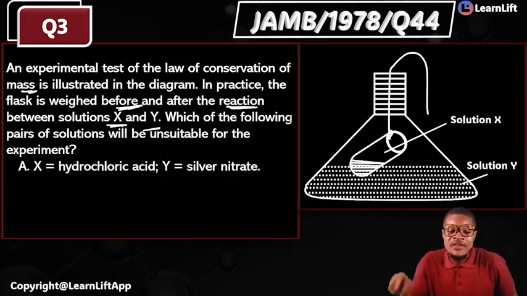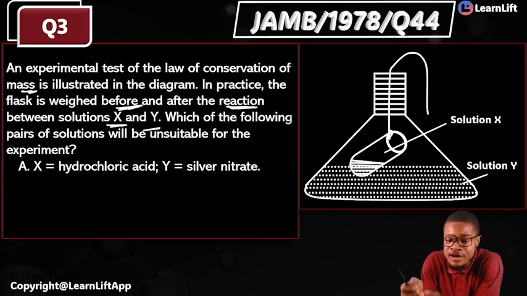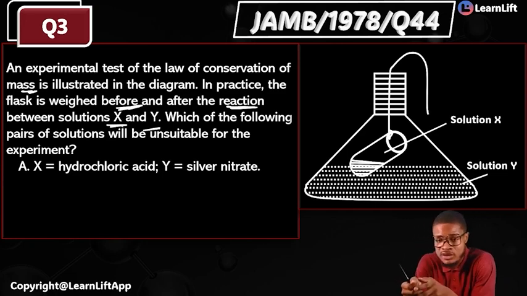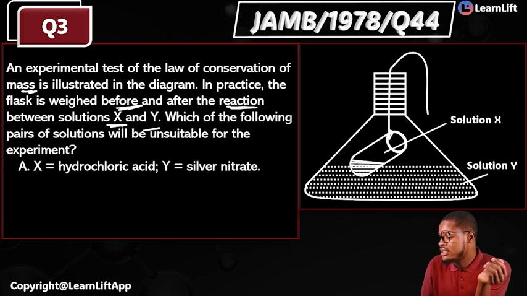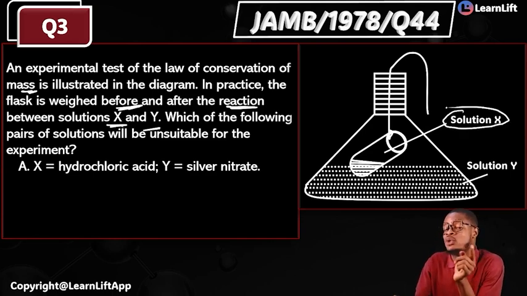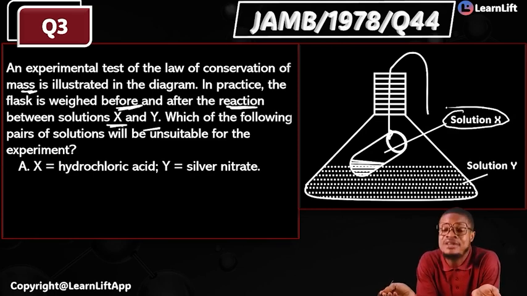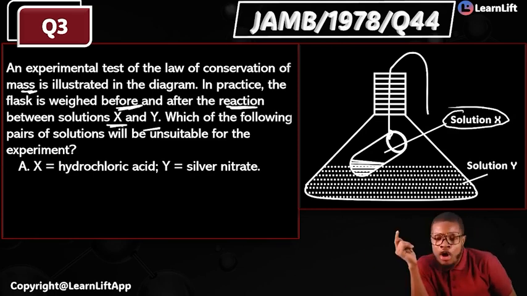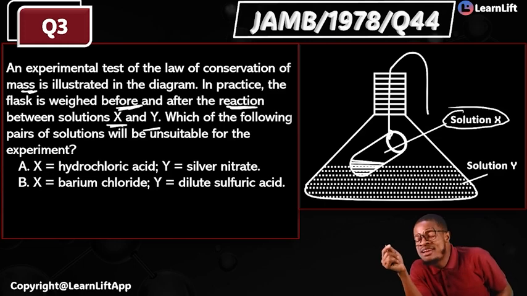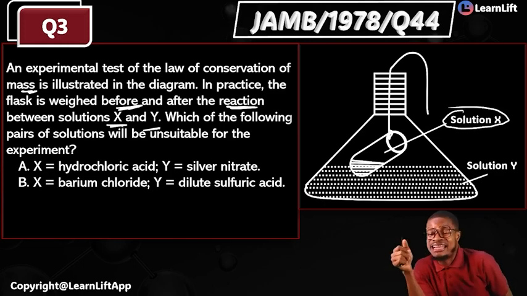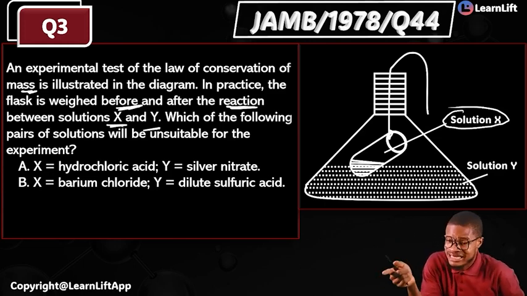Option A, we're given X as hydrochloric acid and Y as your silver trioxonitrate(V). Okay, and then you now say, sir, but X here is supposed to be silver trioxonitrate(V). Whether they like, they can interchange the 2 of them. It does not matter. The reaction will still take place. Now, option B says your barium chloride should be X and then Y is dilute sulfuric acid.